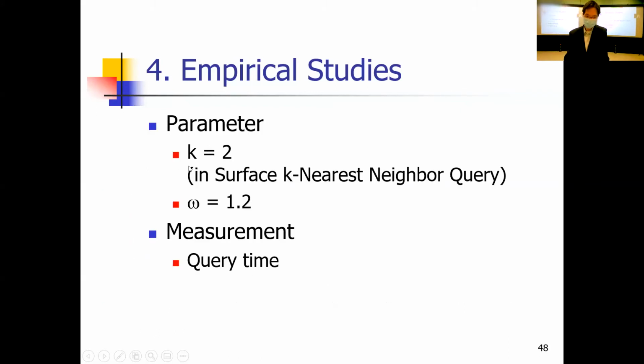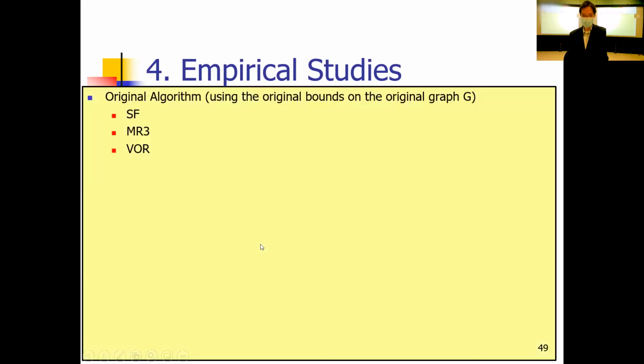Here are the parameters. K is set to 2. K is for the spatial query; we want to find two nearest neighbors. And omega is our algorithm parameter. We set it to 1.2, so we allow, for example, 20% error. The measurement is query time. Let's see the algorithms for comparison.